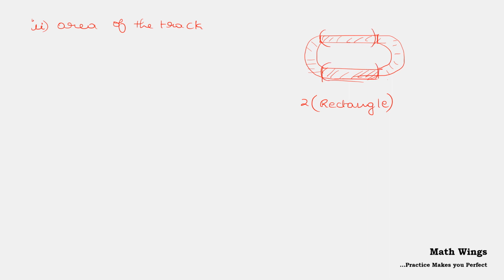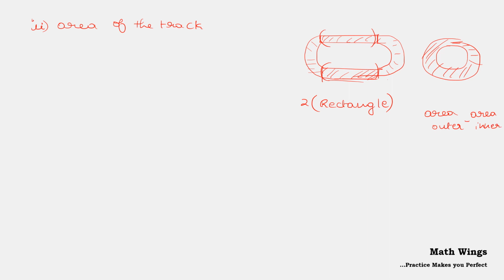Now we have the semicircles. If we combine them, how will we get it? We'll get it like this. Correct? We have to find the area of this region. So how can you find the area of this region? We can find it by the area of the outer circle minus the area of the inner circle. Correct? So how can you find the answer now?